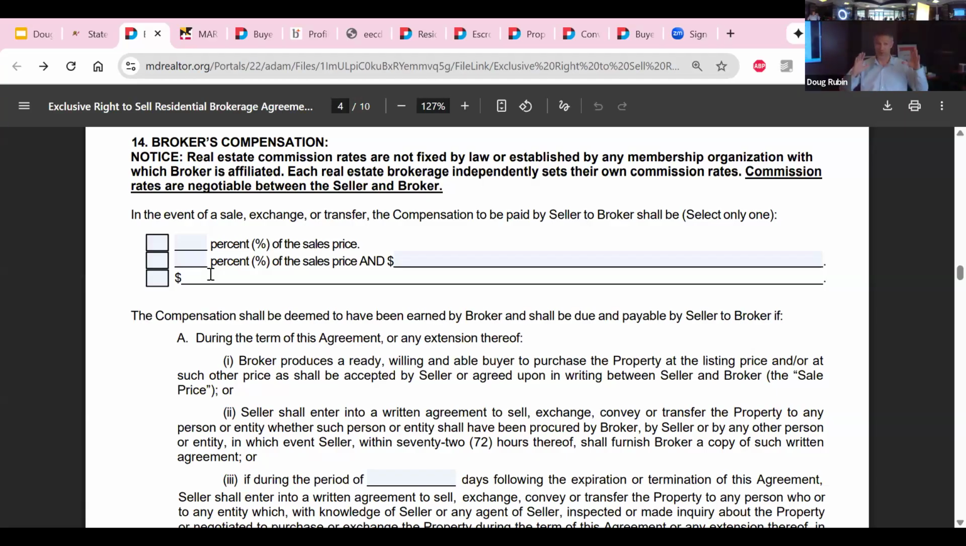Okay, so this is where you set your fee. We are a professional providing a professional service. We are setting forth the fee. Okay, let's pretend this person is charging 7% of the total purchase price. In the event of sale, compensation to be paid by the seller to broker shall be 7%. Okay.